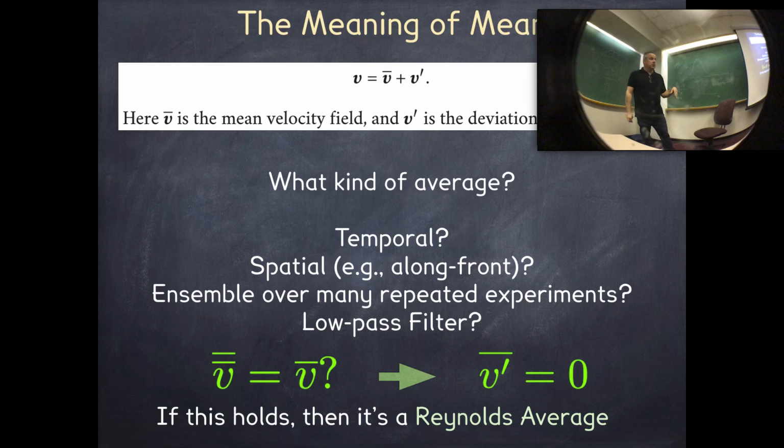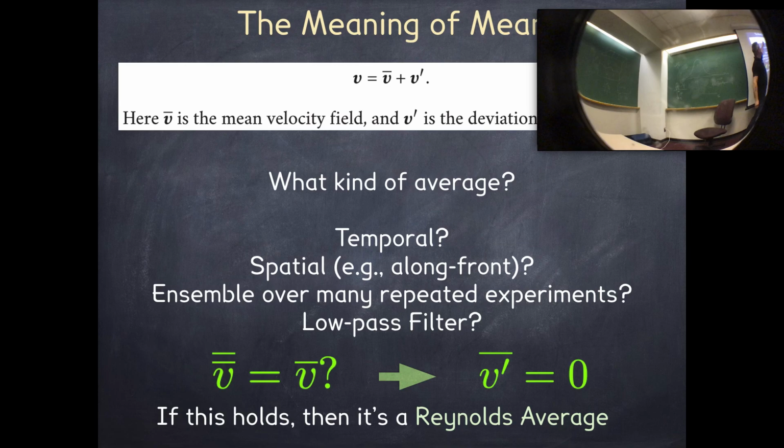So if I repeatedly average the average, I get the average. That seems ridiculously stupid. But it's not, because what happens if I average this equation?